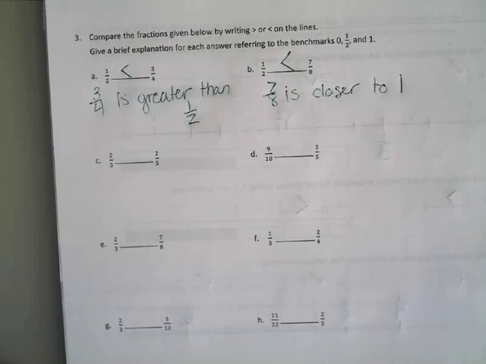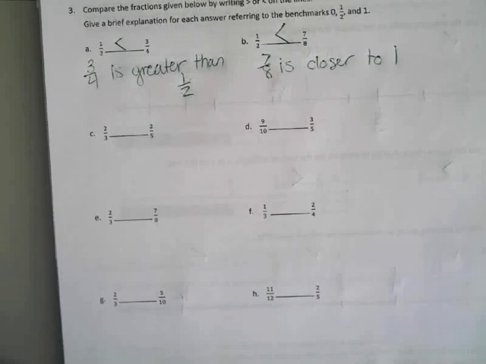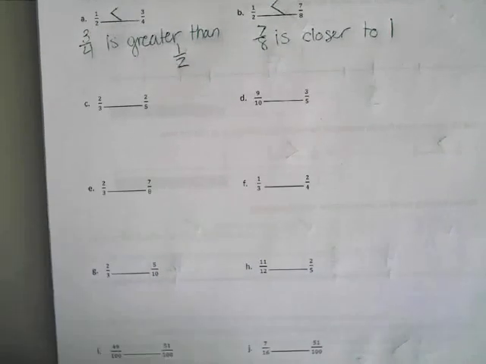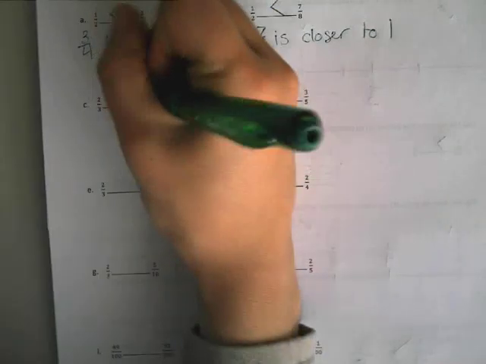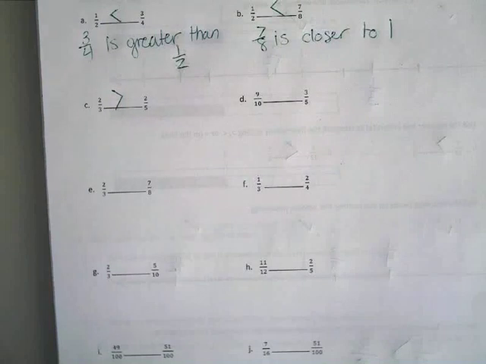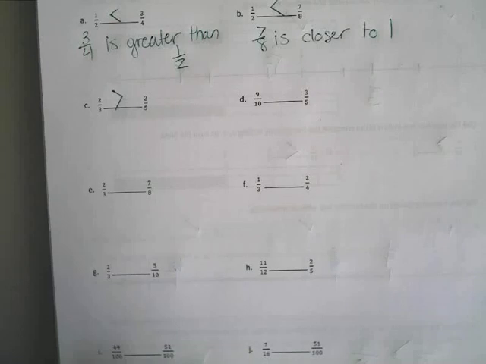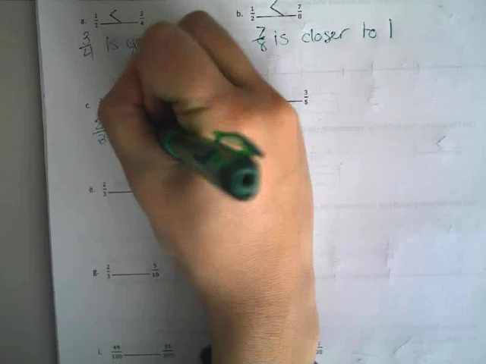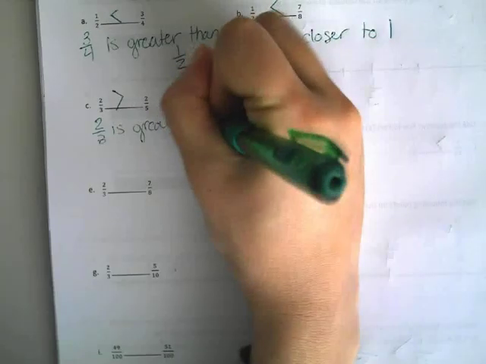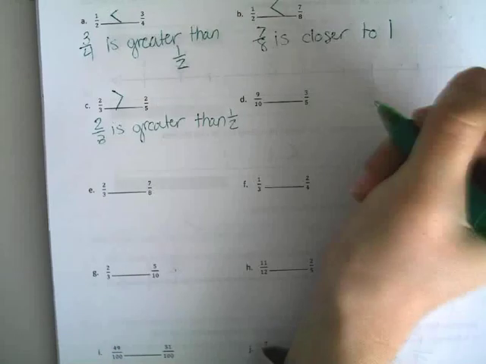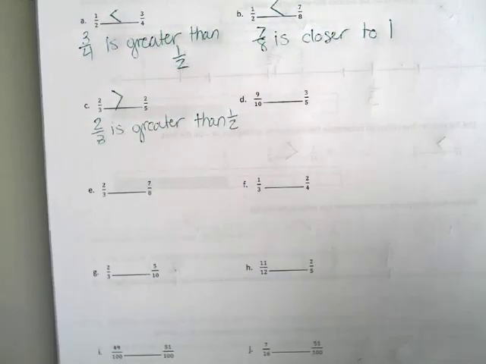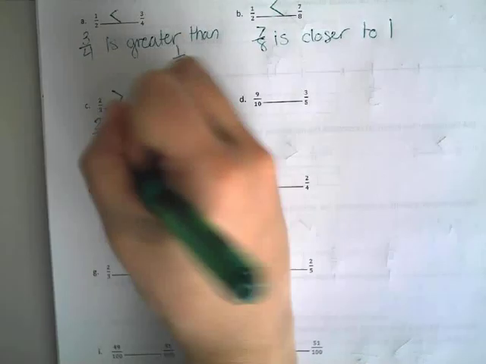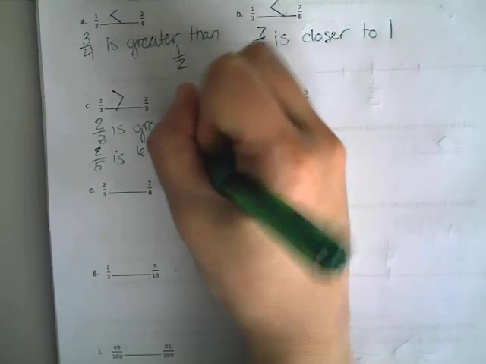All right, guys, this one, they start to get a little bit trickier. 2/3 and 2/5. Jacob? 2/3 is greater. I agree, but we have to give an explanation. Tyler? It's greater than 1/2 and 2/5 is less than 1/2. Exactly. 2/3 is greater than a half, and 2/5 is less than half.